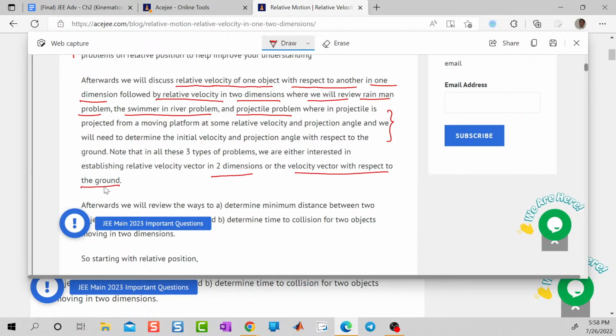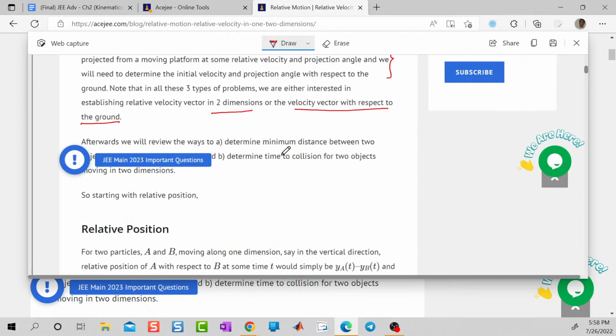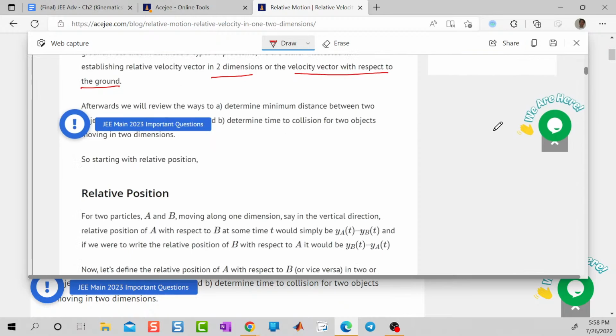So once again, typically we're interested in two things: either the relative velocity vector, or, if you know the relative velocity vector, then the velocity vector of one of these particles with respect to the ground. And then we will look at some interesting problems wherein we will try and determine the minimum distance between the two particles as they are moving in two dimensions along straight lines.